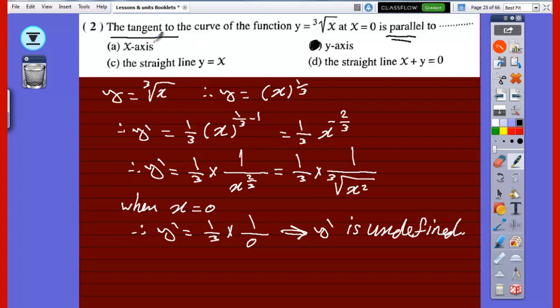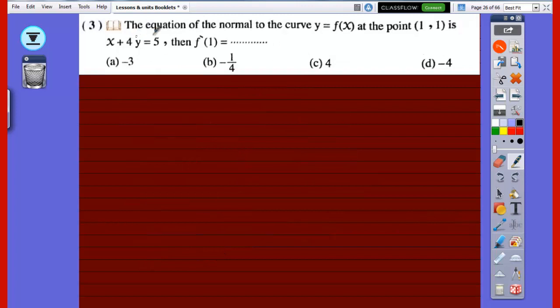So the tangent to the curve of the function y equals the cubic root of x at x equals 0 is parallel to the y-axis. The equation of the normal to the curve y equals f of x at the point (1, 1) is x plus 4y equals 5. Then f dash of 1 equals negative 3, negative 1 over 4, 4, negative 4.